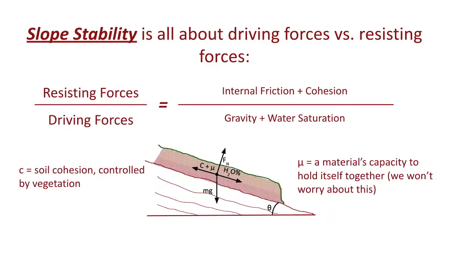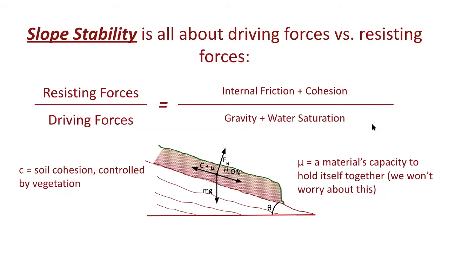So we can think about slope stability in terms of driving forces versus resisting forces. Resisting forces are kind of the things that keep a material on a slope. Two of the most important resisting forces are internal friction and cohesion. Internal friction is basically a material's ability to hold itself together, and cohesion represents the force of roots and soil moisture from vegetation holding soil together.